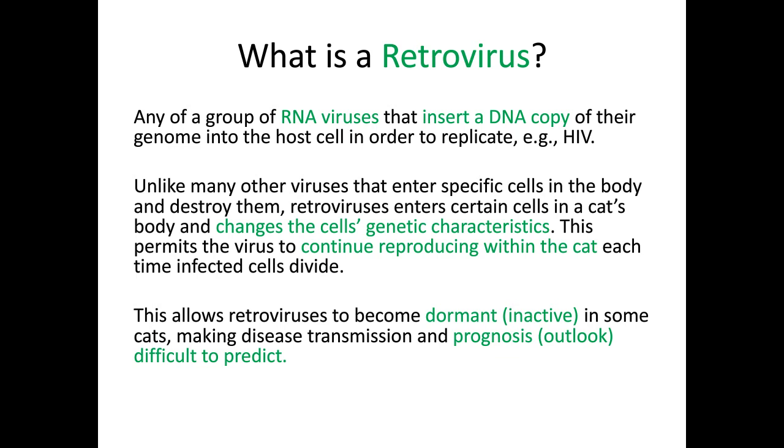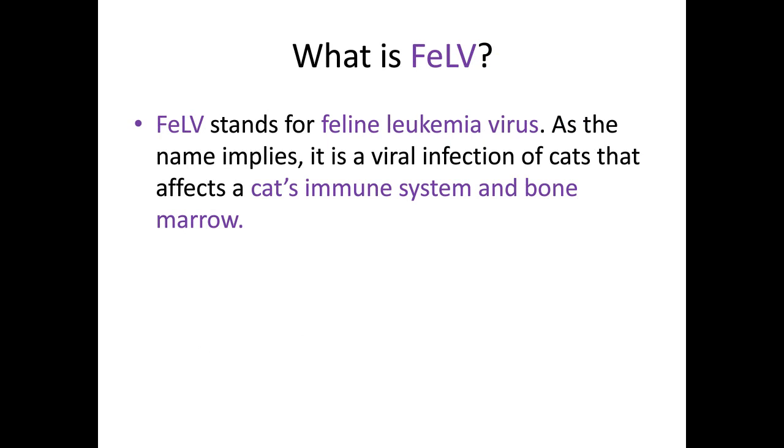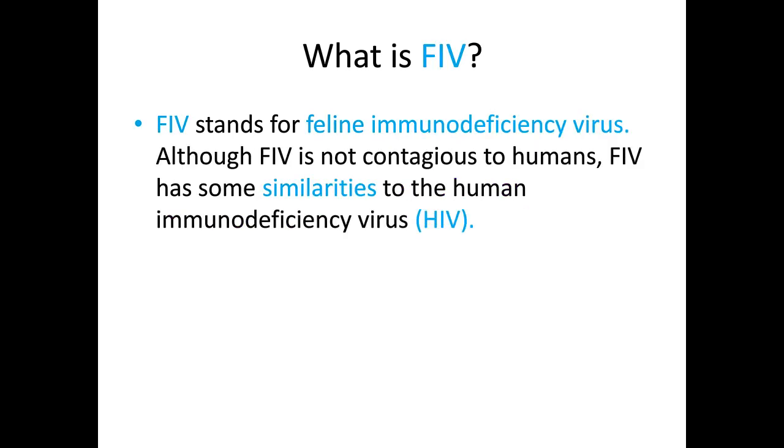So FeLV, which we're going to see in purple throughout the presentation, stands for feline leukemia virus. And as the name implies, it's a viral infection of cats that affects the cat's immune system and the bone marrow. FIV stands for feline immunodeficiency virus, and although it's not contagious to people, it does have some similarities to the human immunodeficiency virus, HIV.